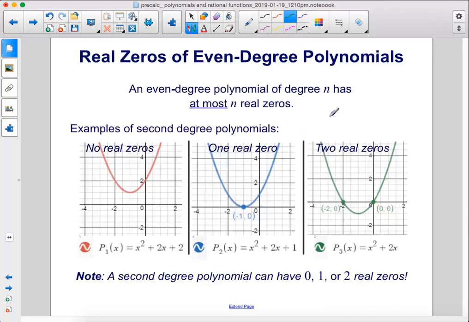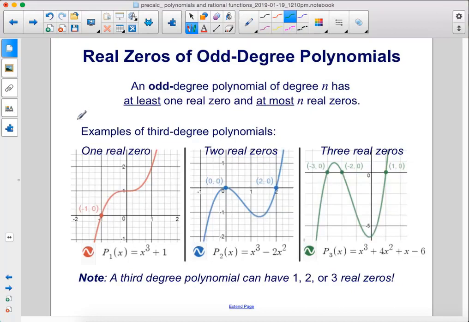An even degree polynomial of degree n has at most n real zeros. Here are some examples of second degree polynomials. Here we have no real zeros. Here we have one real zero. And here we have two real zeros. So a second degree polynomial can have 0, 1, or 2 real zeros.